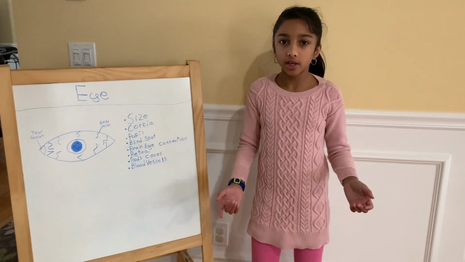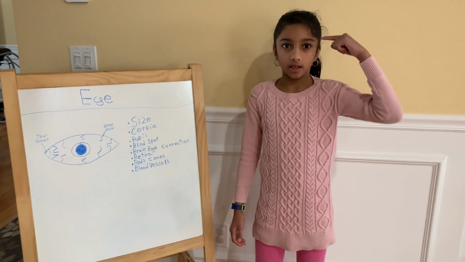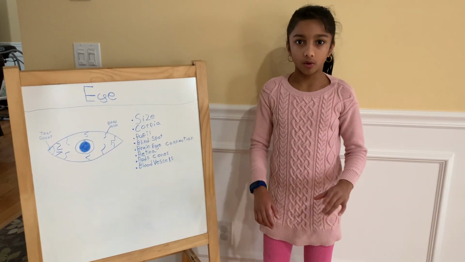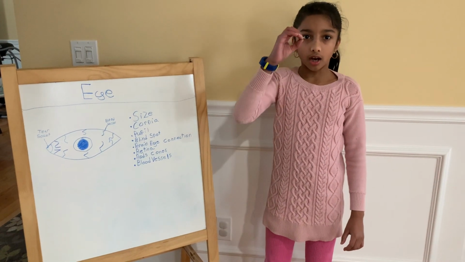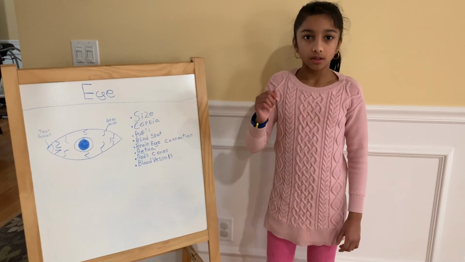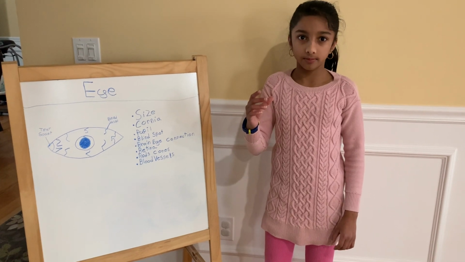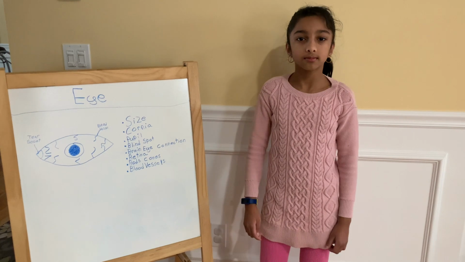Some may think of the eye as an oval shape because we can see our eye as an oval shape. But actually it's a sphere shape. Our eye is basically bigger than how we see it, but our eyelids cover most of the eye. That's why it seems like we have an oval-shaped eye.